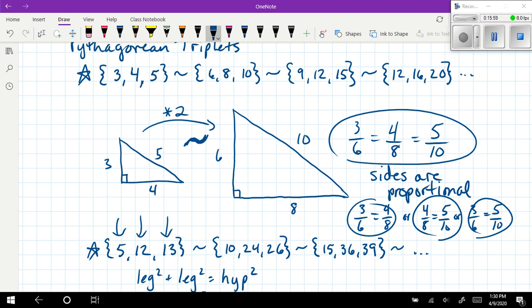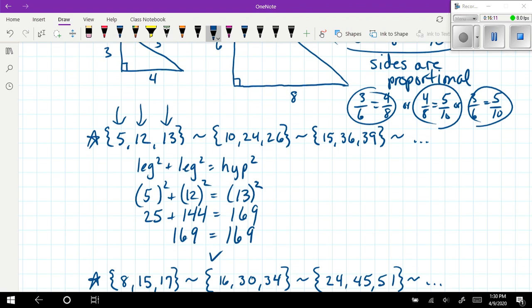11, 12, 13 is not a Pythagorean triplet. 1, 2, 3 is not a Pythagorean triplet. 2, 3, 4 is not a Pythagorean triplet. Only 3, 4, 5 has consecutive integers for measurements and fits the Pythagorean theorem.